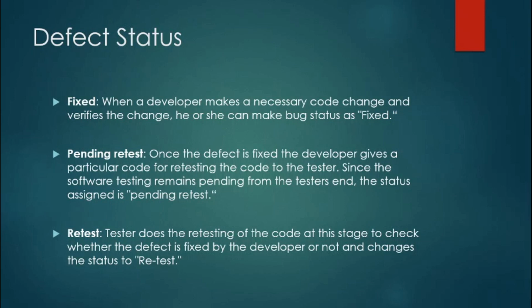Once the defect is fixed and the developer has deployed that particular part of code into the QA environment, they will change the status from fixed to pending retest and assign the defect back to the QA team member or the tester. Now it's the tester's responsibility, when they start retesting that code, to change the status from pending retest to retest.